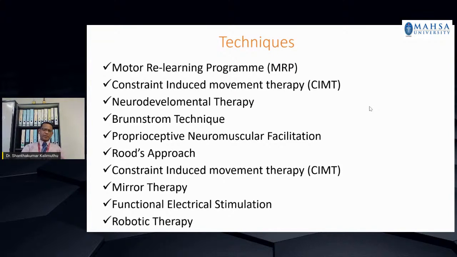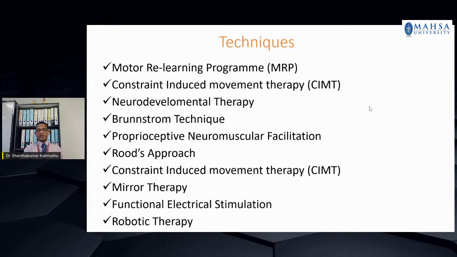The constraint-induced movement therapy can also be a modified therapy, where the duration of hours of restriction of the unaffected extremity can be reduced. So there is a modified way of applying constraint-induced movement therapy. Mirror therapy will give visual feedback. The disadvantage of constraint-induced movement therapy and mirror therapy is that the patient should have some voluntary control. Only then can you apply mirror therapy and constraint-induced movement therapy.